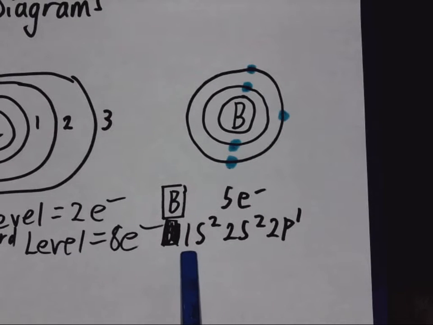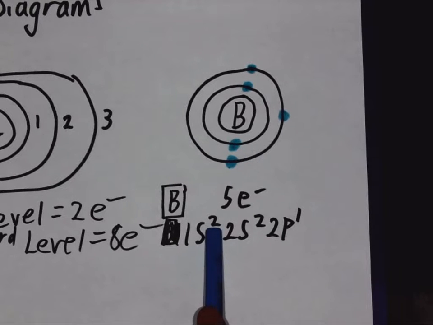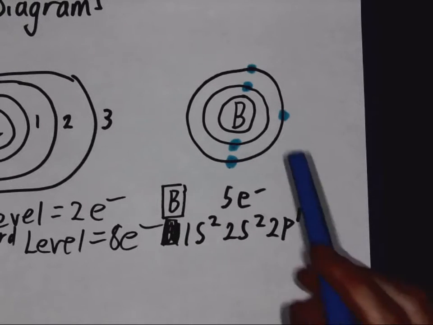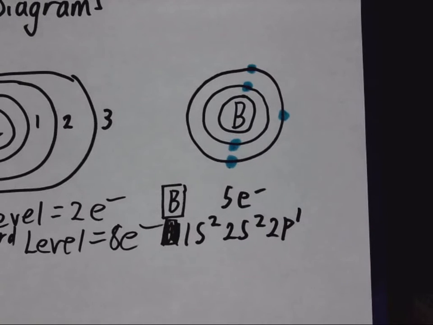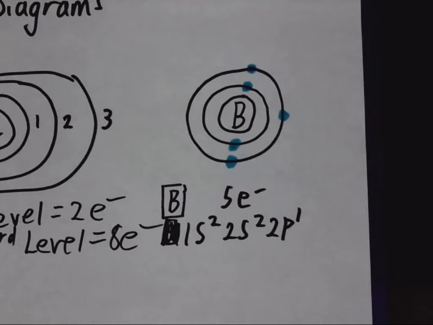So we can see that on the first energy level, we only have 2 electrons. There is no 1p, which is why the first energy level can only hold 2 electrons. Then we get on to the second level. 2s and 2p are both on the second level. So we have 2s2, 2p1. So that's 3 total electrons. 2 plus 1 is 3. And that's why we have 3 electrons here: 1, 2, 3.